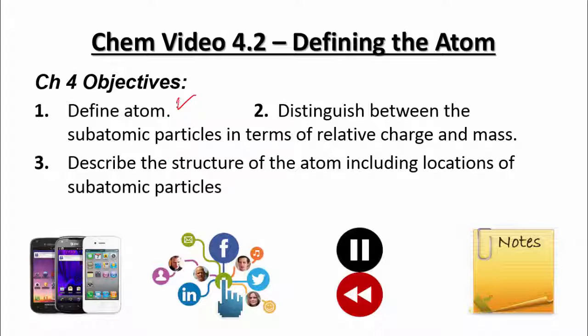Main objectives: define the atom, be able to distinguish some of the subatomic particles that make up the atom in terms of their charge, their mass, and also including their location. When you're all done today, you should also be able to know what the structure of the atom looks like.